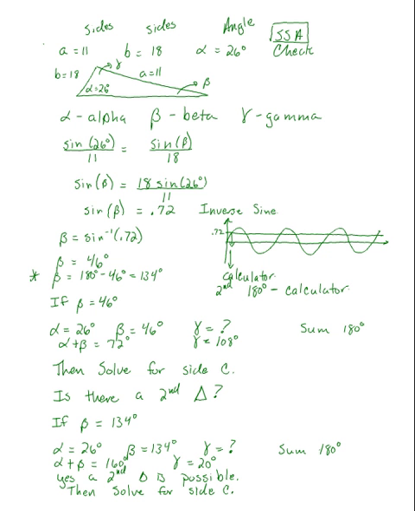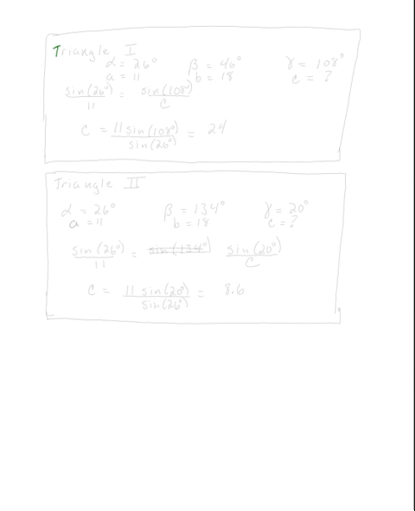Okay, so let's go ahead and look at those two cases. So triangle 1. Okay, in triangle 1, we have alpha is 26 degrees, beta is 46 degrees, and gamma we found in that case was 108 degrees. We know that A is 11, B is 18. Still have to solve for side C.